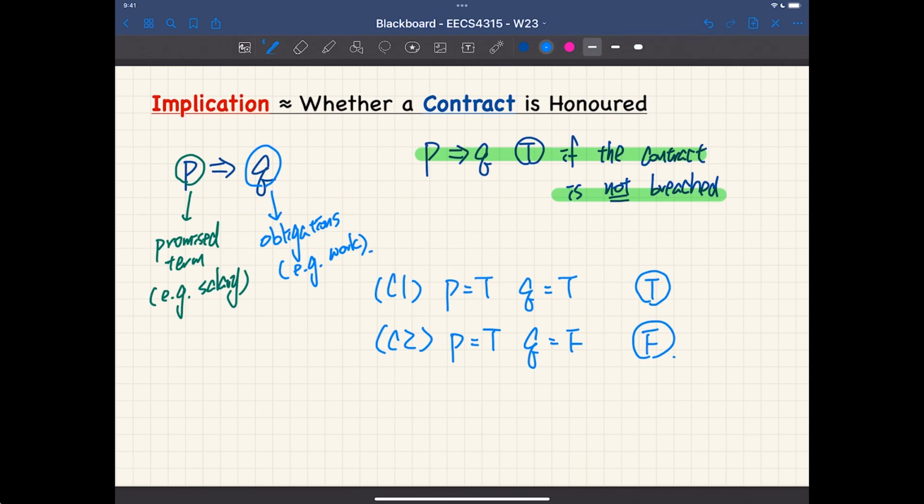The next two cases will be trivially true. For case number 3 and case number 4, I'm going to use a different color here. When P is simply equal to false, what does that mean? You signed a contract for work, but somehow the employer never pays you. Then, does it really matter if you work or not for the contract to be breached? It doesn't really matter, right? Because it's simply not satisfied. So in this case, Q is either true or false, it doesn't really matter. It would just be true.